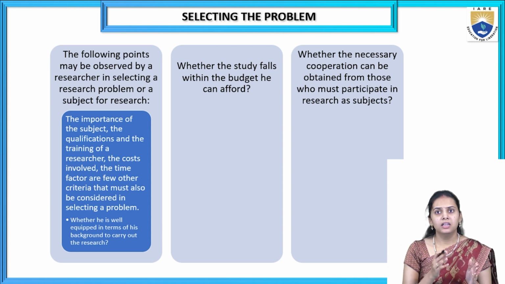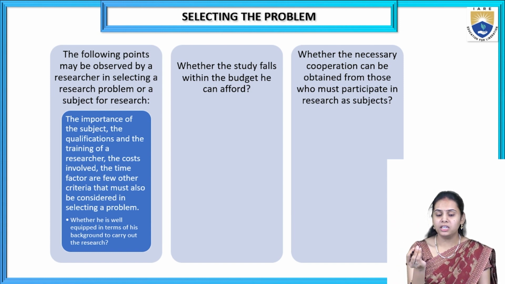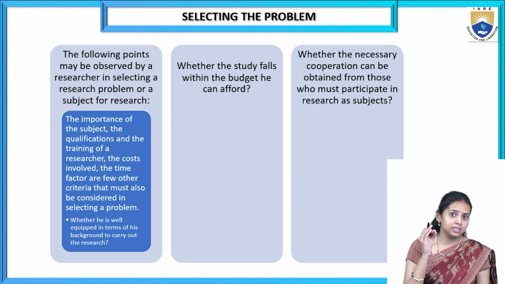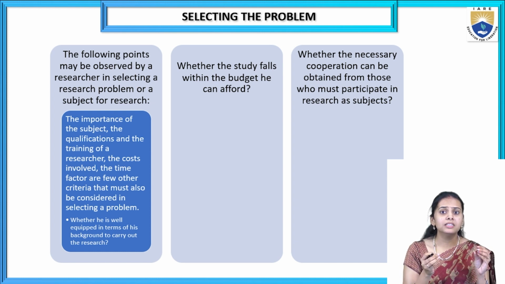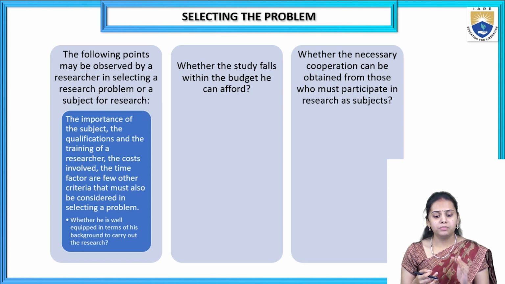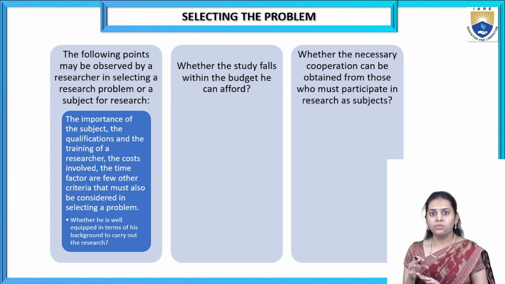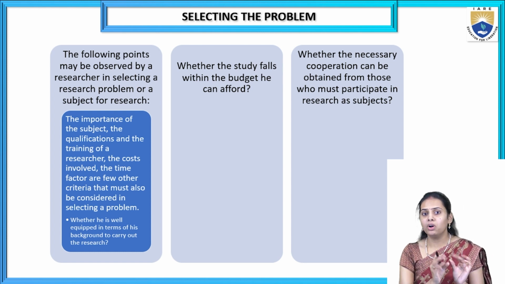Whether the study falls within the budget he can afford. That is a very, very important question a researcher used to raise before doing research. And the other one, whether the necessary cooperation can be obtained from those who must participate in the research as subjects. The importance of the subject, the qualifications and training of the researcher, the cost involved, the time factor, and a few other criteria must also be considered in selecting a research problem.